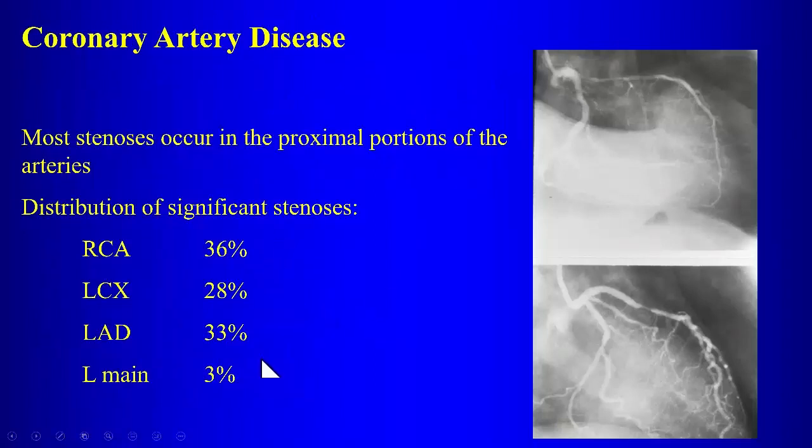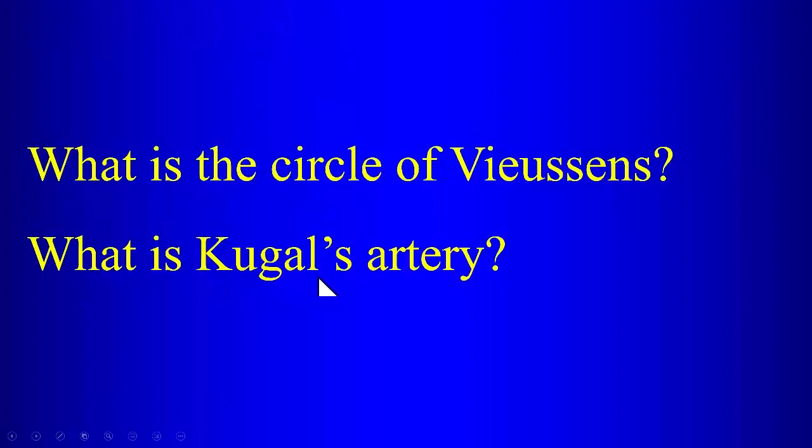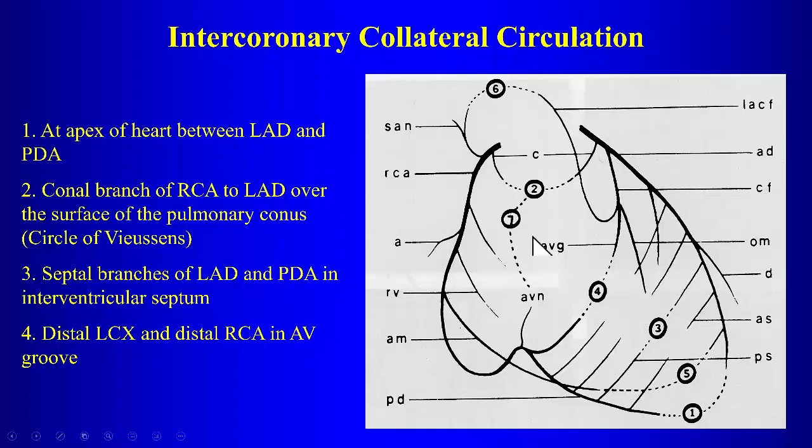Now, I'm also giving you this kind of a listing of distribution of where the most significant stenoses might show up. So we talked about this already. The circle of Vieussens, we said, was a collateral from the conus branch to the LAD, right? Kugel's artery is another named collateral. This one you might see on CT. We saw an example. This one you probably won't. But Kugel's artery is any collateral vessel that goes through the AV nodal artery.